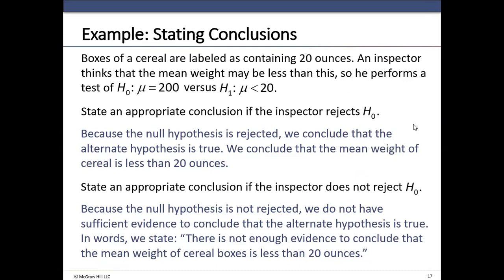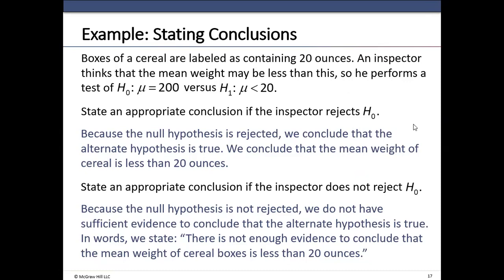In the alternate hypothesis, mu should be less than 20, and in the null hypothesis the mean should be equal to 20, not 200. They cannot be two different values. In the null hypothesis, the value of the population parameter, in this case the population mean, is equal to 20, and the alternate is mu less than 20. State an appropriate conclusion if the inspector does not reject H0.